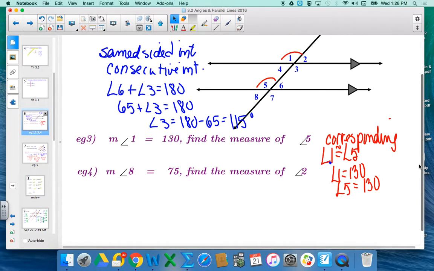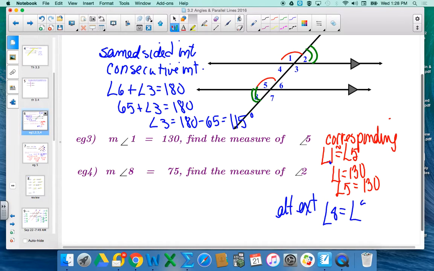Angle 8 and angle 2. We have angle 8 and angle 2. On the opposite sides of the transversal, alternate exterior, right. Opposite sides of the transversal, on the outside of the parallel lines, we know that angle 8 and angle 2 are congruent. So if angle 8 is equal to 75 degrees, we know that angle 2 is equal to 75 degrees.